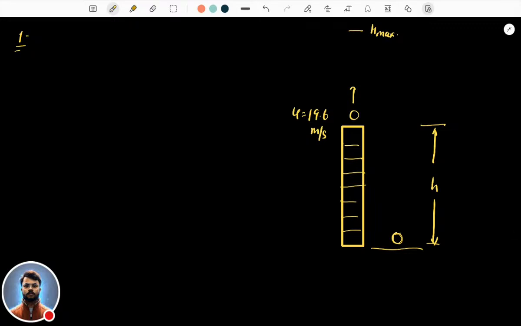As we discussed earlier in the previous section, when we go for the maximum height covered by a body, at that particular point the final velocity of the body becomes 0.